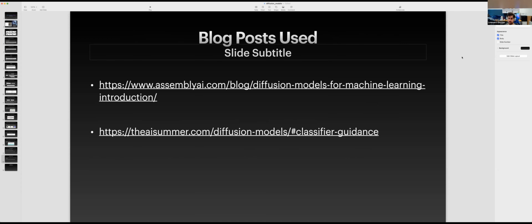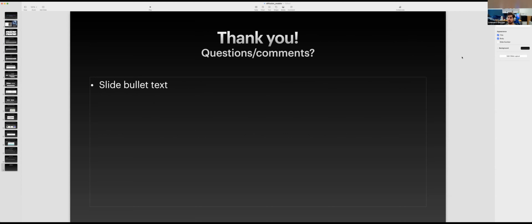So a couple of blog posts that I found very helpful in making this presentation, one on AssemblyAI, one on AI Summer, have some very good resources on diffusion models and their extensions. So thank you. That is my presentation on a review of diffusion models.